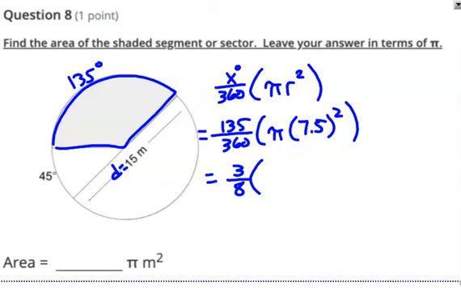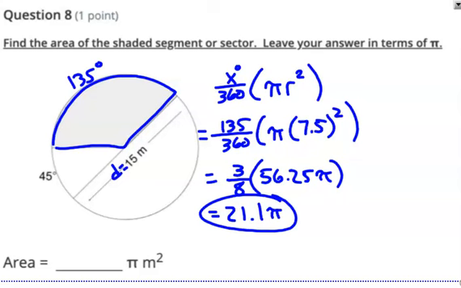Times, we can do the 7.5 squared and get 56.25. I did not put the pi in the calculator at all, so that's just there at the end. 3/8 of that is going to be about 21.1. So this is 21.1 pi, and that's in square meters. Okay, so 3/8 of that, 56.25.